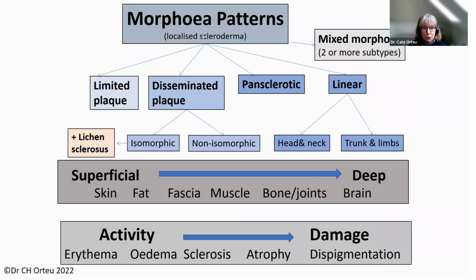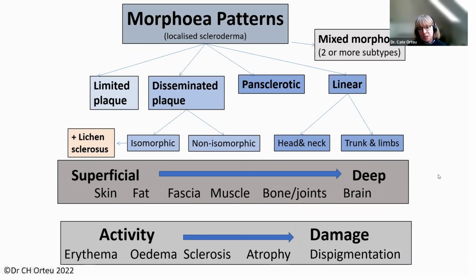So we've talked about the fact that you can get limited disseminated plaque disease, pansclerotic circumferential involvement, and linear head and neck or trunk and limb. We've talked about the different patterns of disseminated plaque disease. So this isomorphic pattern happening in middle-aged ladies predominantly, and the non-isomorphic symmetrical pattern happening in younger adults. There is also something called lichen sclerosus, which overlaps, and I will talk about that again in a minute. Mixed morphoea is more than two subtypes.